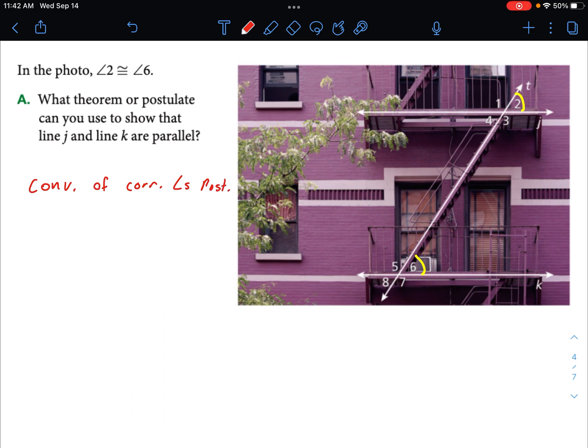Of course, if I gave you other examples, like if I told you 4 and 5 were supplementary, you would say that's the converse of same side interior angles.